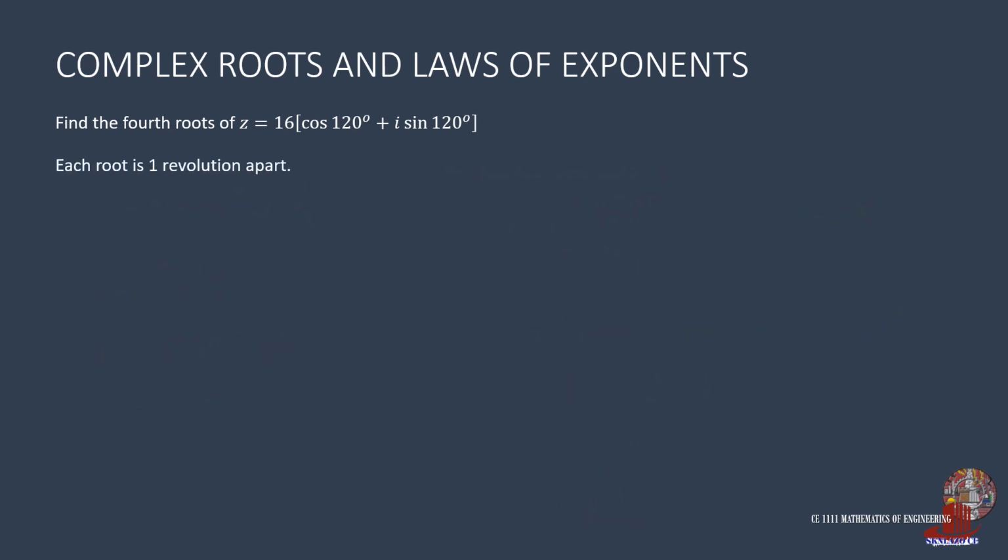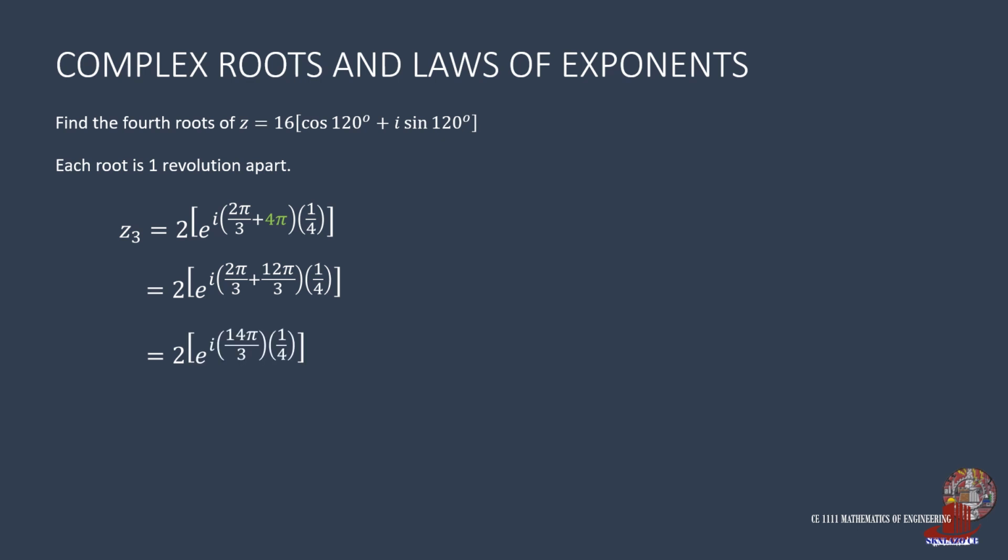The third root of the complex number is taken by adding 2 revolutions to the vector. That is like adding 4 pi to the original equation. Make the equivalent fraction of 4 pi as 12 pi over 3. So added to theta of 2 pi over 3 makes 14/3 of pi. Multiply by the root, which is 1/4, to have z3 as 2e raised to i times 14 pi over 12, which can be reduced to 2e raised to i times 7 pi over 6.